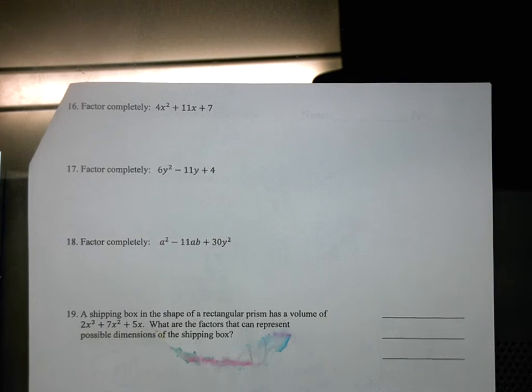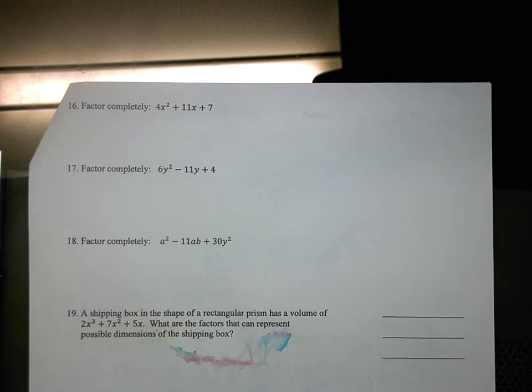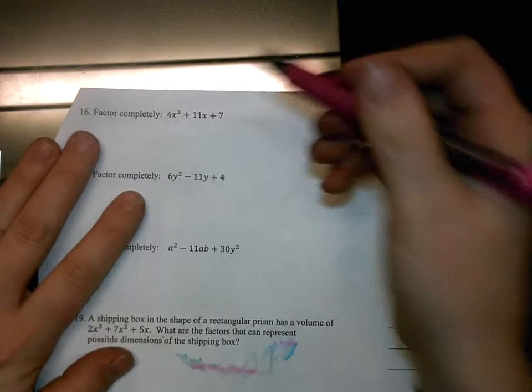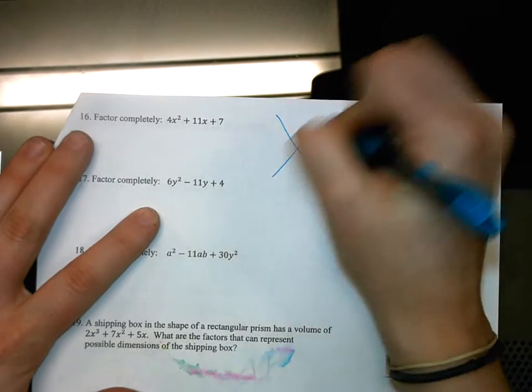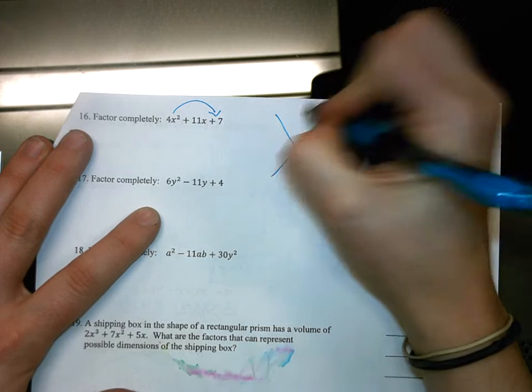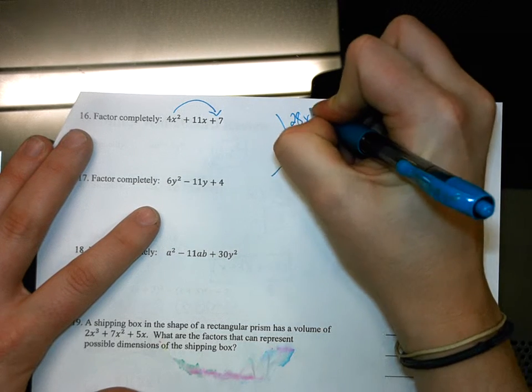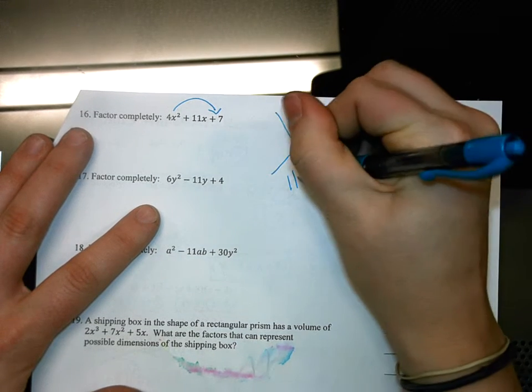Okay, this is Math 2, Unit 9, Whiteboard Review, the last page, number 16 through 21. We're going to factor these, which means we need our diamond, and I multiply the first term times the last term and get 28x squared. My middle term goes at the bottom.